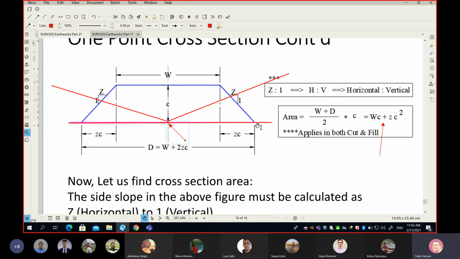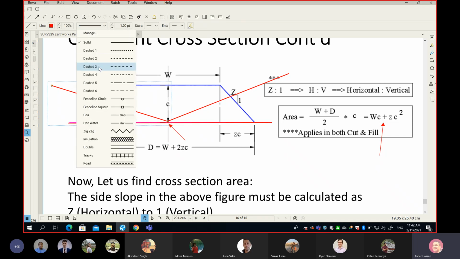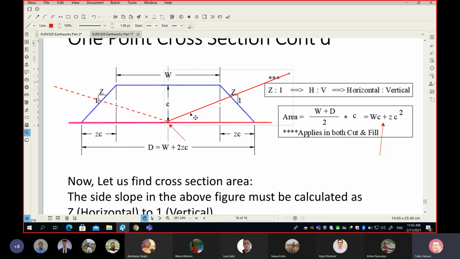Now I'm asking you, what if this is not true? What if my surveyor only gave me one point under the center line of my road, but in the cross section visually you can see the ground simply follows this red line. Now I'm going to change the line type like this line here. This is my existing ground on site.